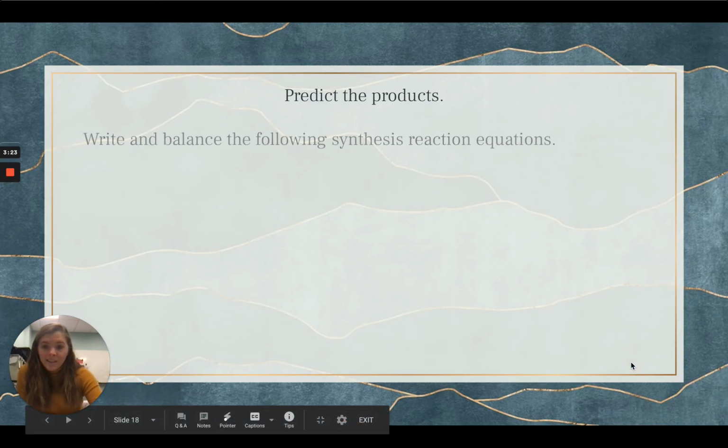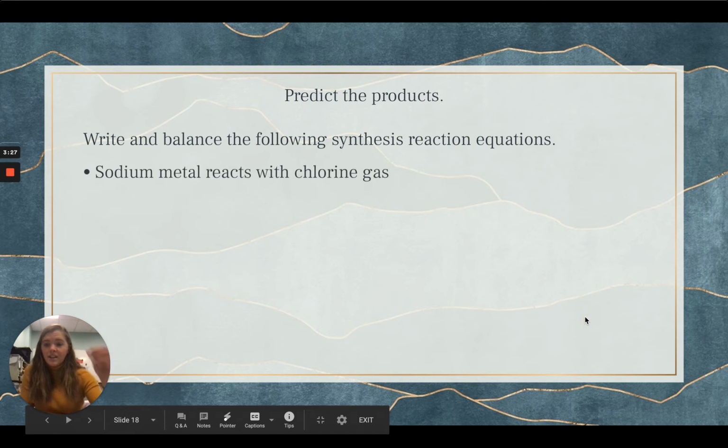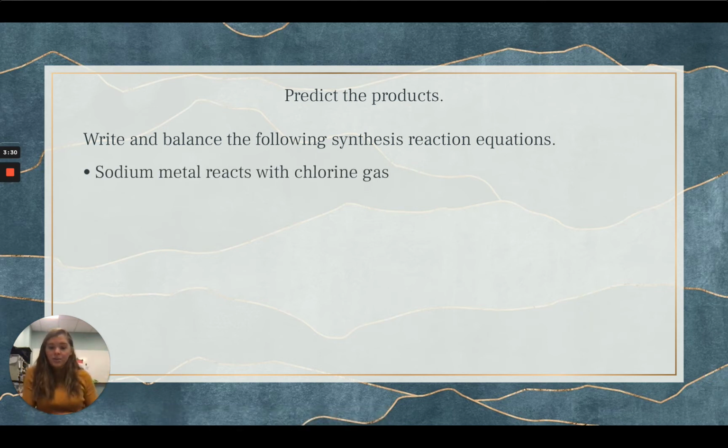So predict these products. I want you to write and balance the following synthesis reactions. So sodium metal reacts with chlorine gas. Go ahead and take a moment and solve that reaction, and pause the video and resume once you have that done.